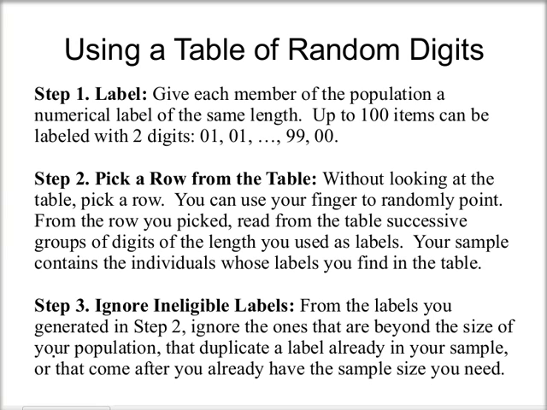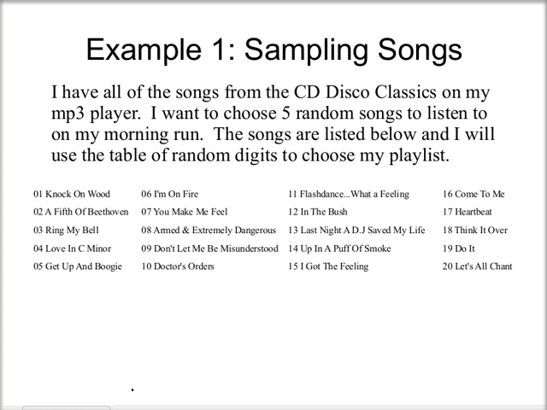So if I had a population of 20 and I wanted to randomly select 5 from that, I would just keep going until I get up to 5 labels that I could use, and after that I just ignore everything else. So let's go through an example of actually doing this.